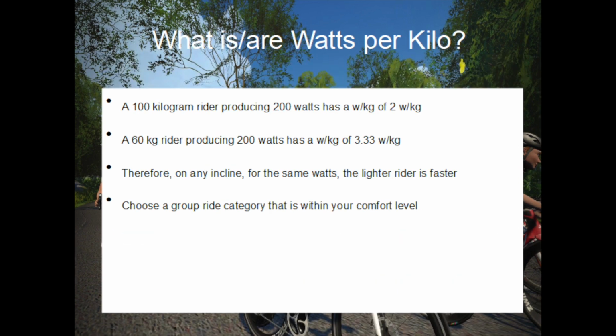An example is if you're a 100 kilogram rider, and apologies for those of you in the world who use pounds, but we're in Europe and we use kilos. So 100 kilogram rider, if you're producing 200 watts, simple maths is that therefore you're doing 2 watts per kilogram. If you're a 60 kilogram rider doing exactly the same 200 watts, you've got 3.33 watts per kilo. So therefore, on any incline, on the same watts, the lighter rider would go faster. Cycling, after all, is a watts per kilogram sport.